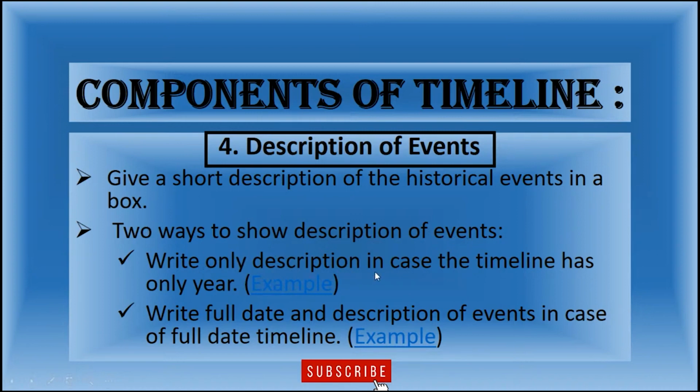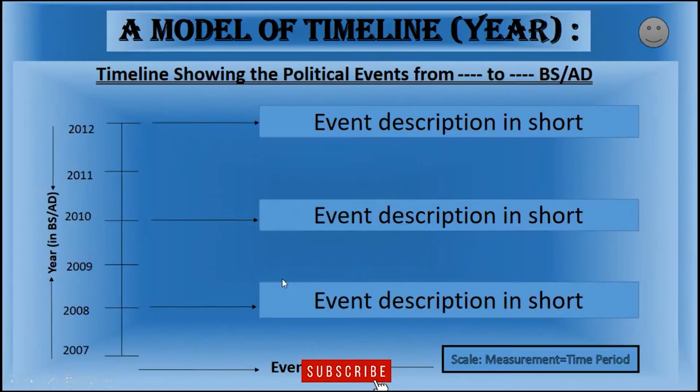One is to write only the description in case the timeline has only years. We already discussed, if the timeline is a year timeline, we write only the description. You see here, this is a year timeline, so we wrote only the description directly. No need to write the year here, since the year has already come. Here you write the description only.